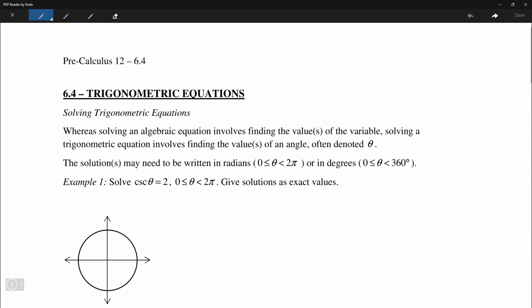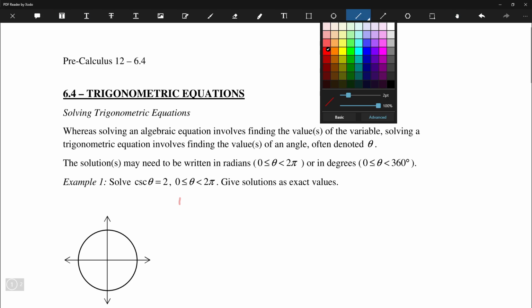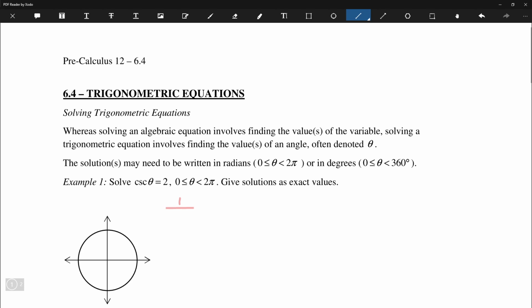So we know that cosecant theta is equal to 1 over sine theta. So we have instead 1 over sine theta is equal to 2. So in other words, isolating for sine theta, we know that sine theta is going to be equal to 1/2. So sine theta equals 1/2. We know that the trig ratio is positive. So this is going to be in either quadrant 1 or in quadrant 2.